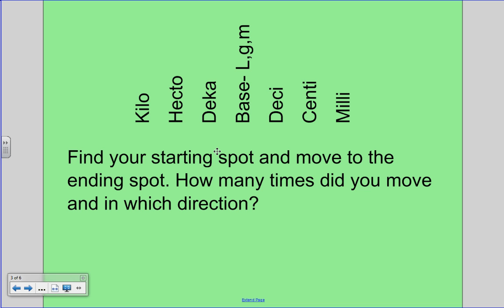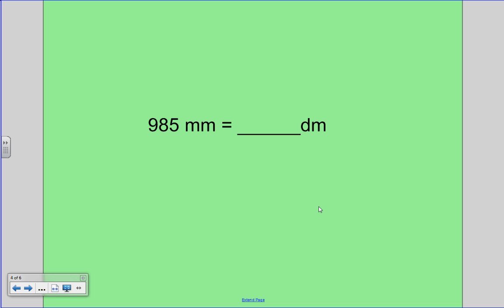So in order to solve metric conversion problems, you have to find your starting spot and then move to your ending spot. So for example, if I'm going from millimeters here to decimeters, I need to start here and figure out how many times I moved, which is 1, 2, and I moved to the left. So I need to take my decimal point and move it 1, 2 spaces to the left. So here's an example right here.